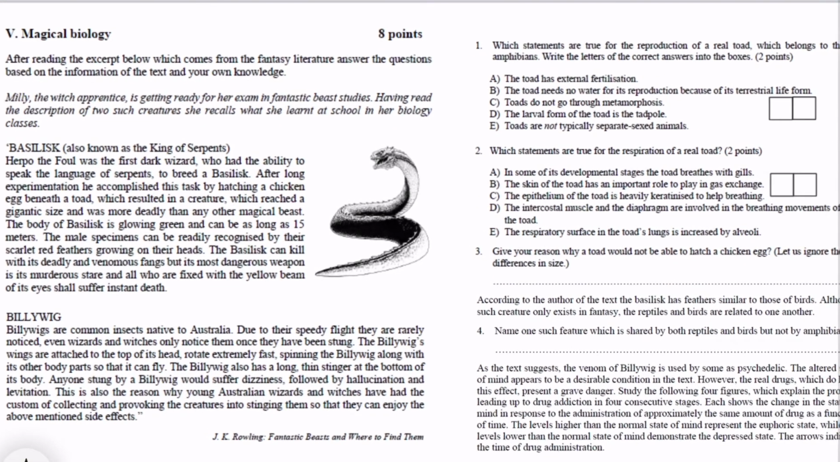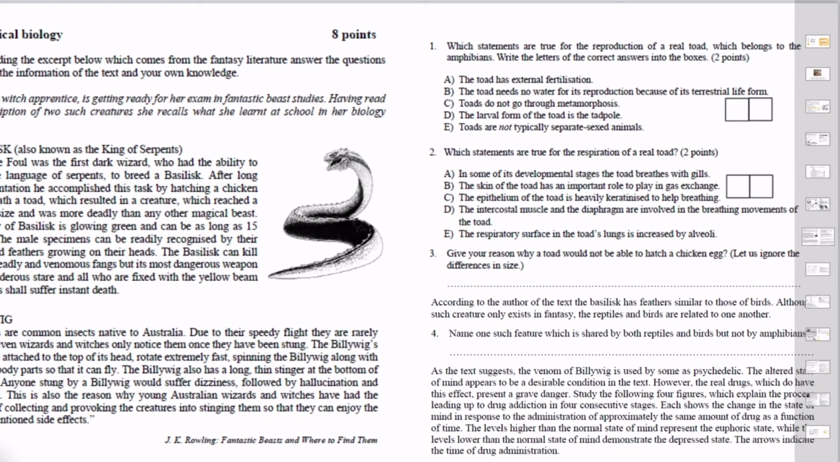Which statements are true for the reproduction of a real toad, which belongs to the amphibians? Write the letters of the correct answers into the boxes. The toad has external fertilization, and that's something which is true. The toad needs no water for its reproduction because of its terrestrial life form. That is definitely incorrect. Toads go through metamorphosis, so this statement cannot be accepted.